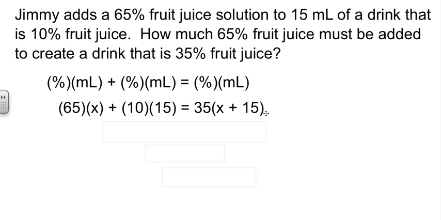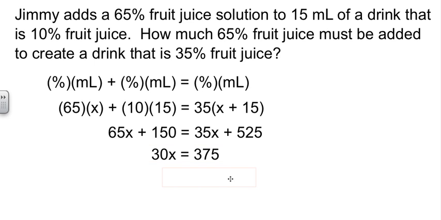Now here's the tricky part. I had a cup that had 15 milliliters. And I add x milliliters to it. That means I have x plus 15 total. Well, let's clean up, including distributing over here. Move things around. And what I would need is 12.5 milliliters of this 65% juice to make it go from 10% up to 35.